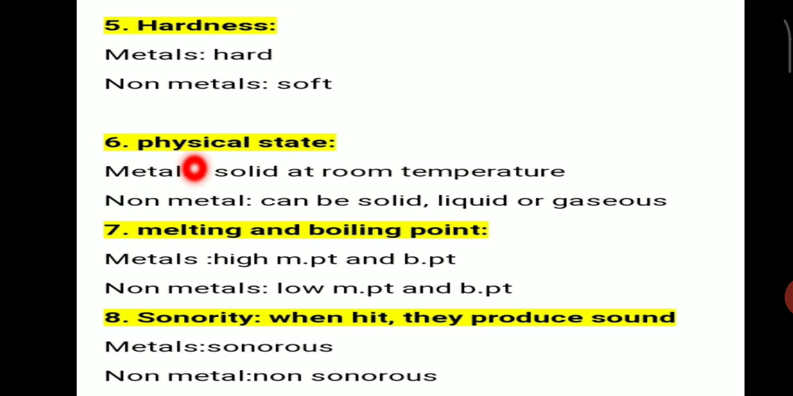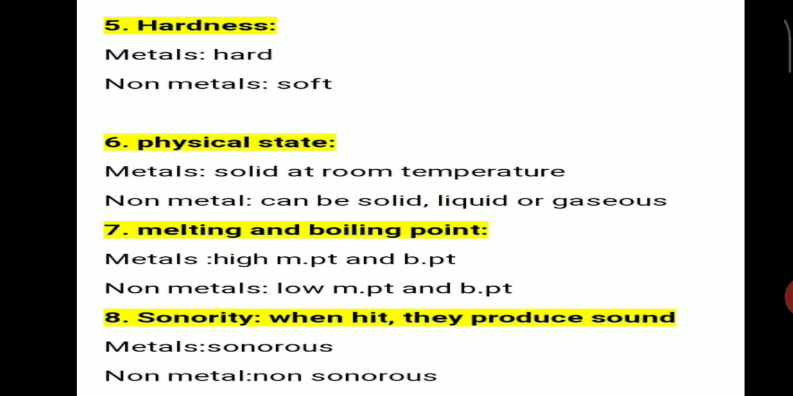Then physical states. Metals are solid at room temperature, except mercury, which is the only metal that is liquid in nature. All other metals, iron, copper, aluminum, are solid at room temperature. What about non-metals? Non-metals can be solid, liquid or gaseous.